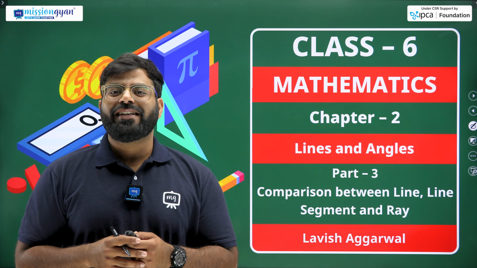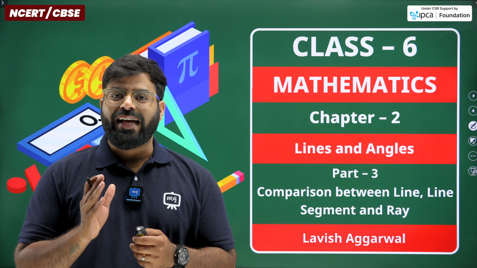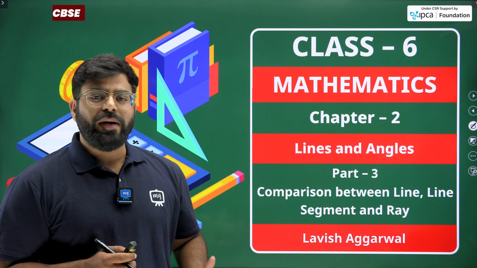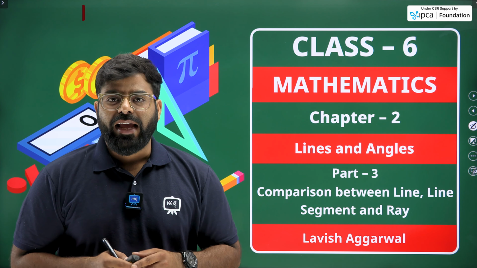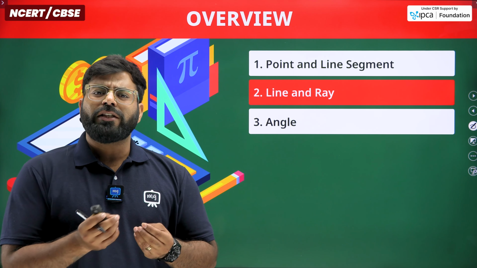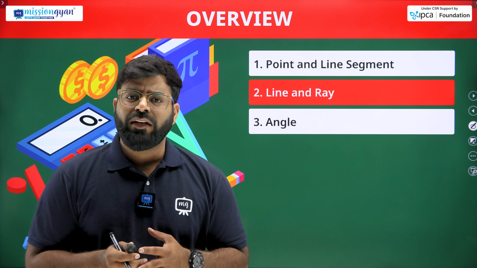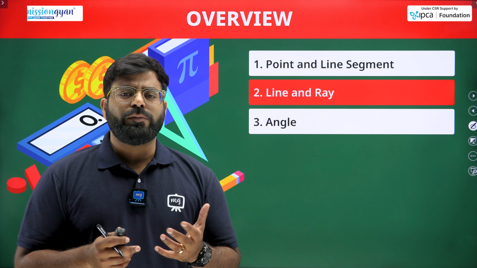Today we are taking class 6 mathematics chapter number 2, that is lines and angles. And in today's part, we will be covering the comparison between line segment and ray. As you know, we have already covered what is point, line segment, line and ray. So we can easily compare the difference between them.